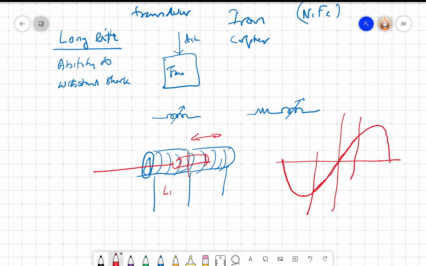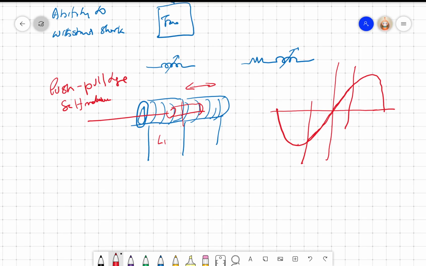So this is again push-pull, right? Self-inductance. Sometimes we use this, but it is not as popular as the other variable reluctance type. But we can use this technique for getting a more or less linear variation in inductance with respect to displacement, right?